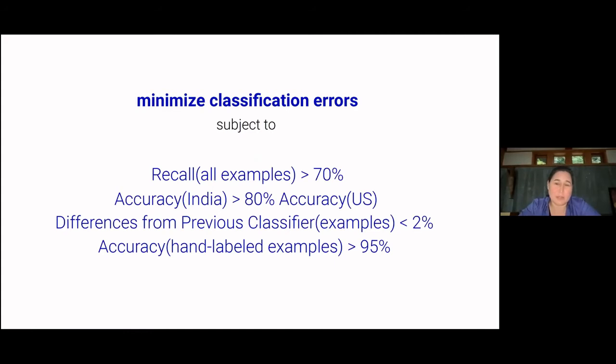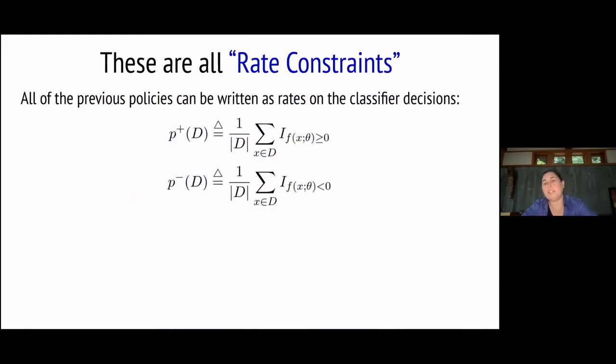And so you start to have quite a few of these constraints. Each of these constraints is expensive to compute. But all of these, mathematically and from an algorithmic point of view, look very similar. And that's why we call them all rate constraints.